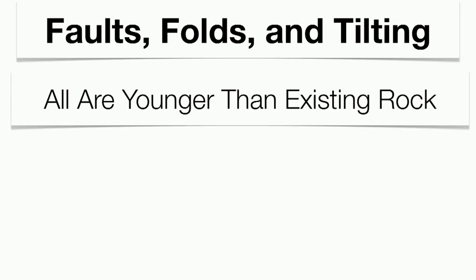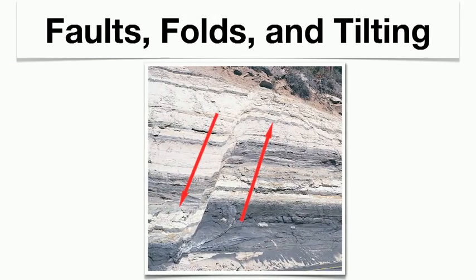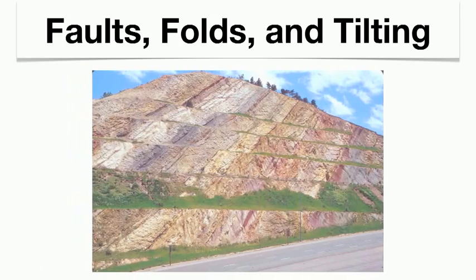Now, folds, faults, tilting, any kind of deformation, they're always younger than the pre-existing rock. Rock had to have been there first before the alteration actually occurred. So when you talk about folding, faulting and tilting, there's a picture of a fault. There's a fold. There's some tilted rock that's also faulted as well.